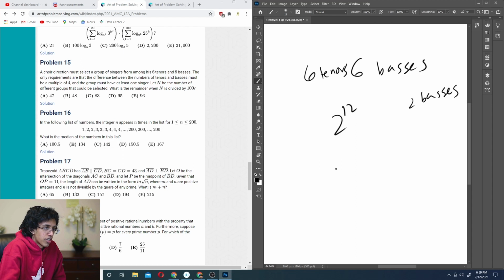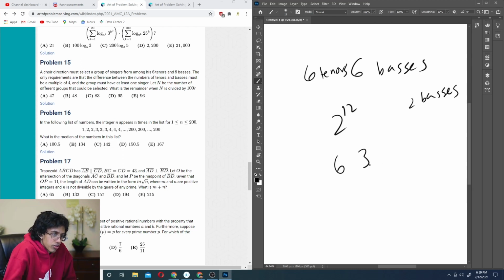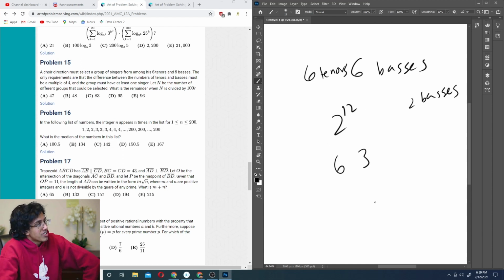Yeah, so let's say you have 6 tenors and 3 bases, right? Then is there a way to fix this? Wait, is there? Maybe this is not a smart thing to do. But yeah, I don't think you could fix this one, right? Because then you'd have to lose 1. Yeah, I don't think this works actually. Huh. I thought that was a smart way to do it, because it is 2 to the 12 minus 1. What's the combinatorial argument for that though? I feel like that would be very cool.